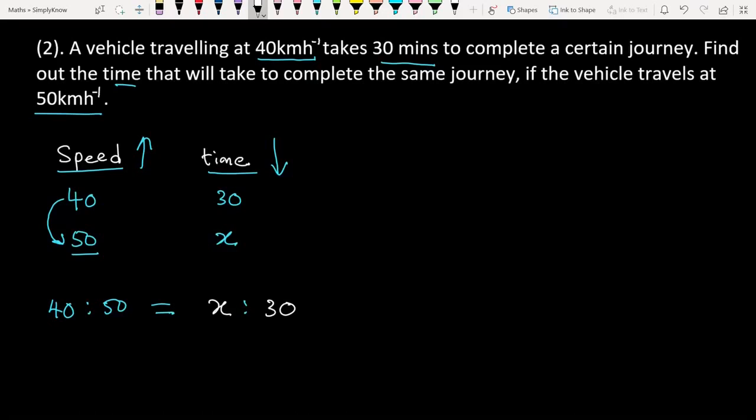Now we can solve this and find the value for x. Now let's write this as fractions. 40 over 50 equals x over 30. Now when we cross multiply, we can find out the value for x. 50 times x is 50x, equals 40 times 30.